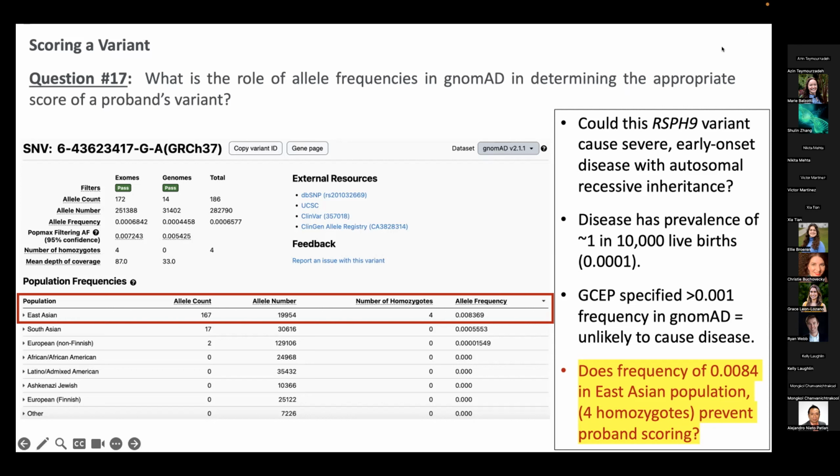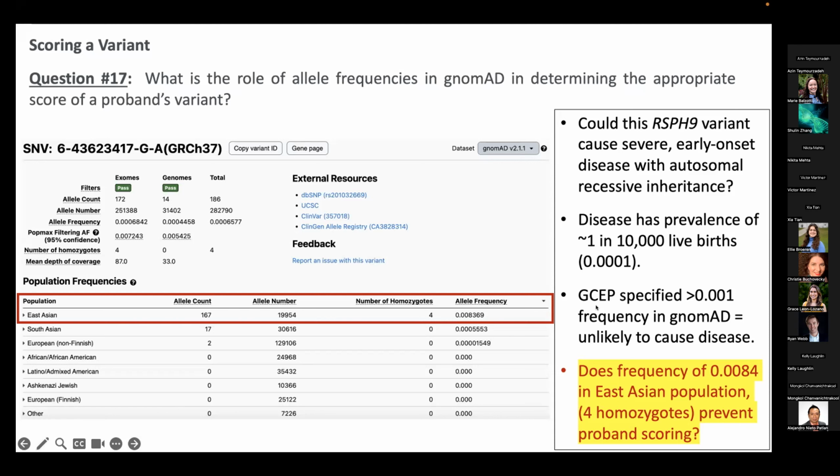One of the really cool groups that we work for is motile ciliopathy. And this is just a case that they came across. What they're looking at is an early onset disease. It's generally severe, and it has autosomal recessive inheritance. So it's not crazy to see heterozygotes in gnomAD because it's recessive, right? There's going to be carriers out there. But the disease is pretty rare. It's only like 1 in 10,000 live births.